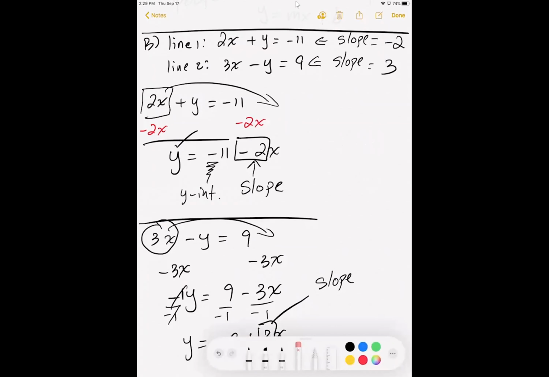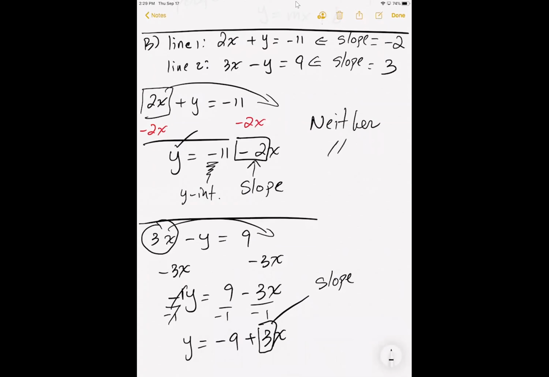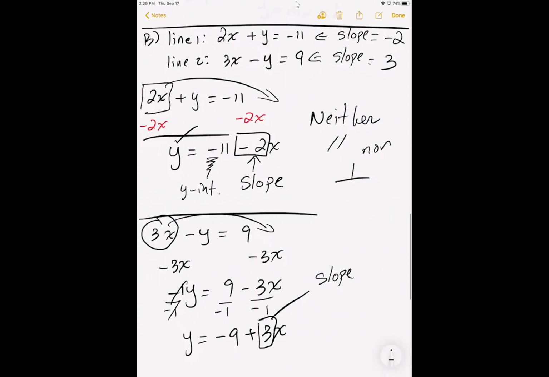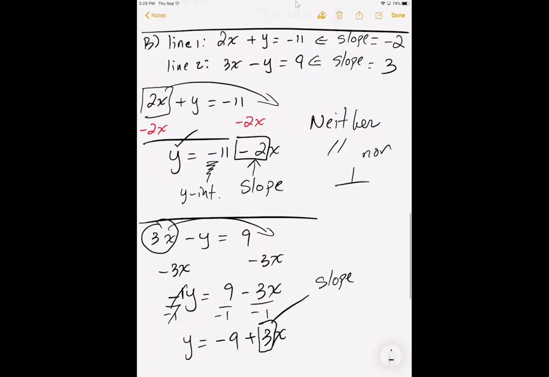So the reciprocal thing here, ladies and gentlemen, is neither parallel nor perpendicular. Again, for item B, line 1 and line 2 are not parallel and they are not perpendicular. Your homework, you will say they are neither. They are neither one nor the other.